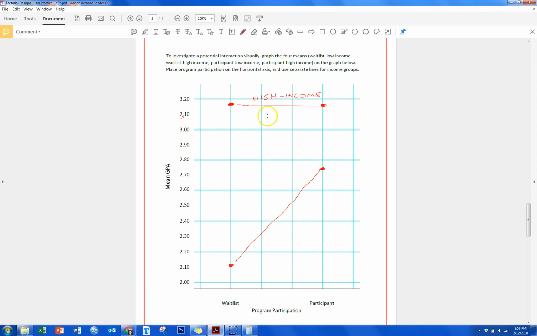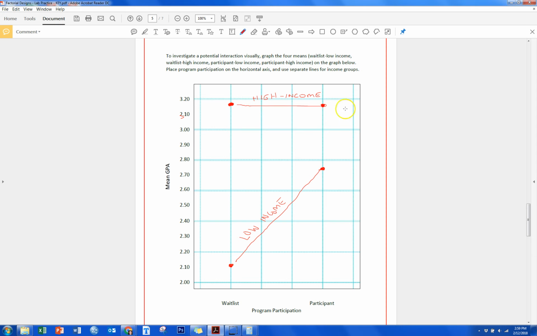Now let me label it. So this is low income. So when we have an interaction, it's going to be apparent visually because these two lines are not going to be parallel.